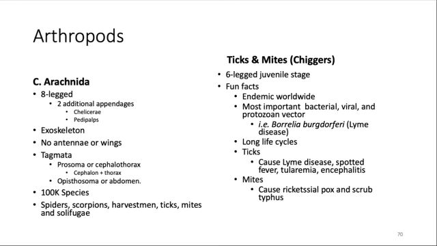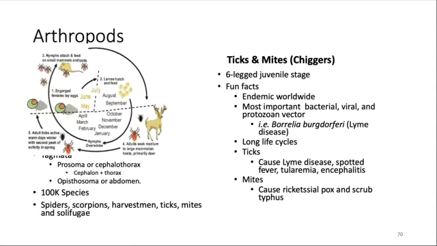Their life cycles are generally long, going through different seasons. So in addition to Lyme disease, you have tularemia, you have encephalitis, rickettsial diseases, and the like that are caused by the mites and the ticks.